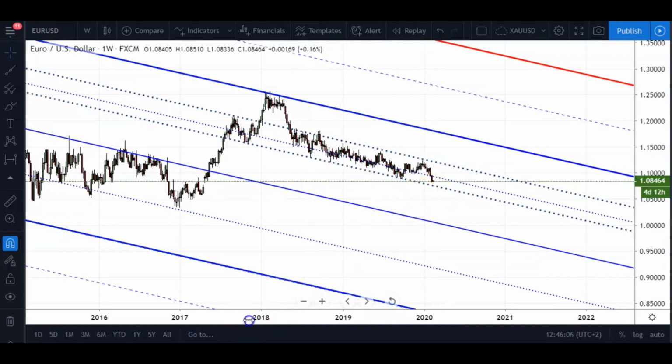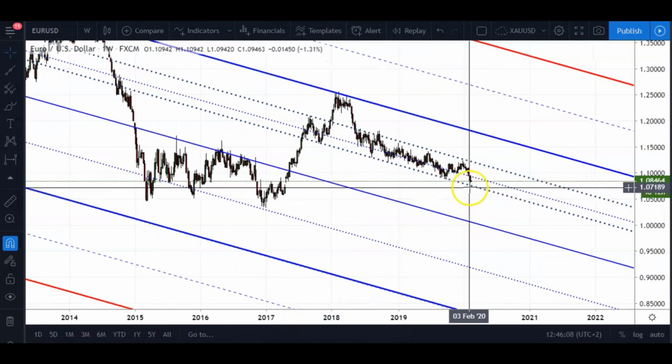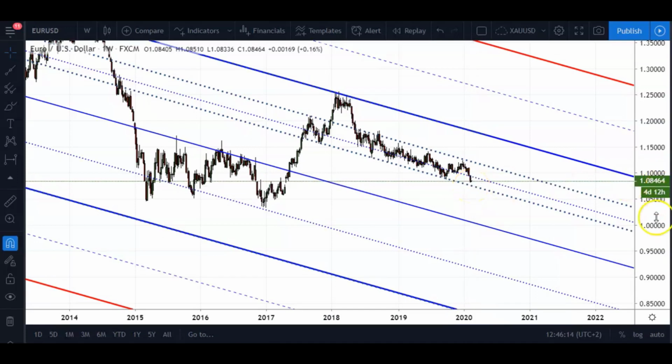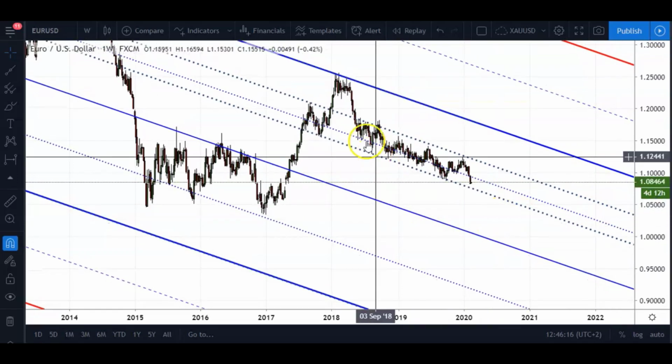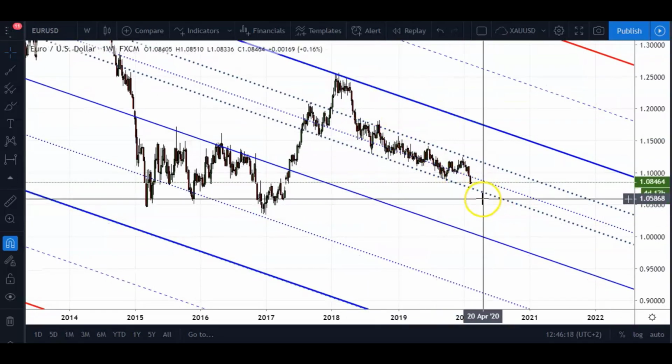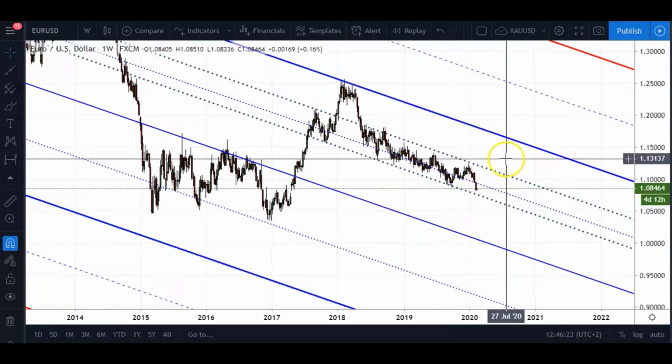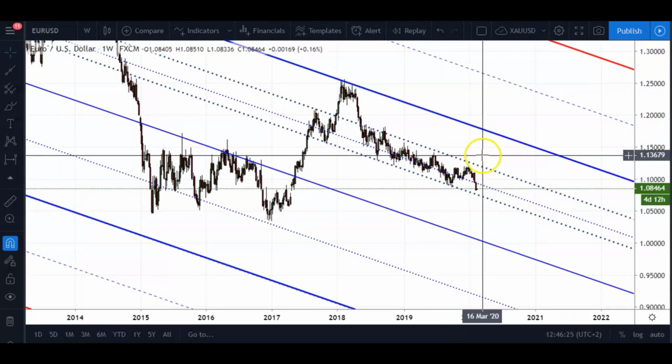Now, I'm actually of the opinion that we could probably soon find support at this lower line over here. It'd be interesting to see what happens if price does reach there. It's not necessarily a trade recommendation, but this does look very overlapping, which could mean that this is some sort of a correction that we're dealing with, and we could probably see a reversal to the upside soon.